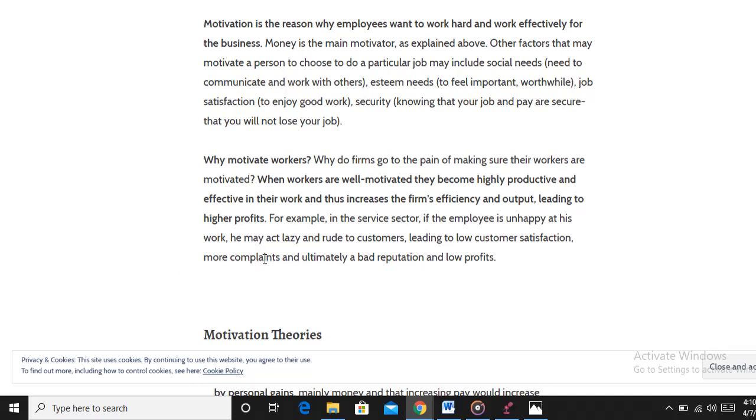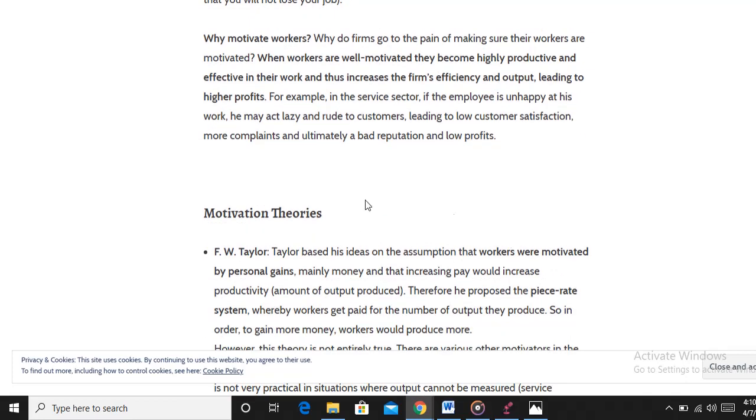When a customer comes and uses a service and feels that he hasn't been treated right, this is something very bad. This will reflect on the reputation, on the productivity of your business, or even the sales rate. This will lead, as written here, to low customer satisfaction, which means more complaints and ultimately a bad reputation and low profits. This is what I just said. So be careful when it comes to motivating your employees. It's not always about money. There are many other factors that affect these motivations.